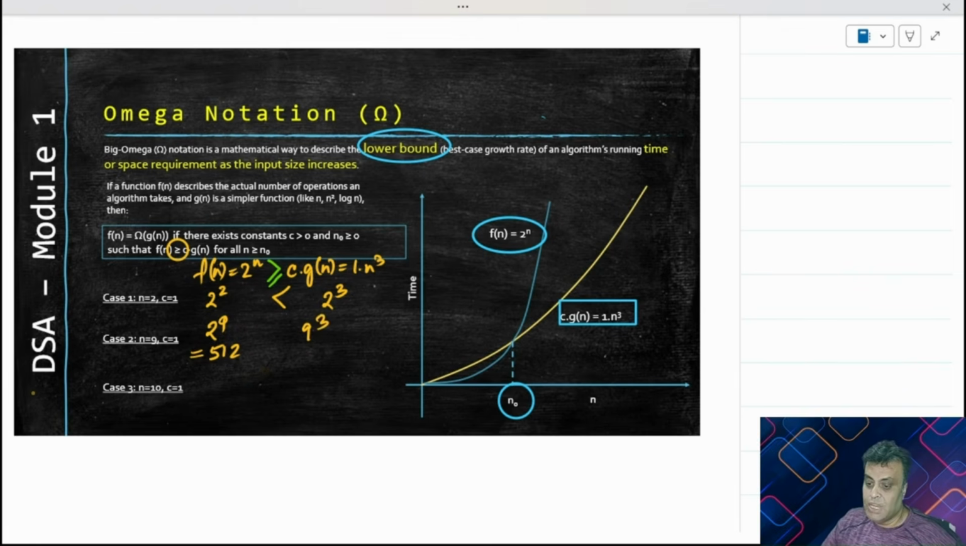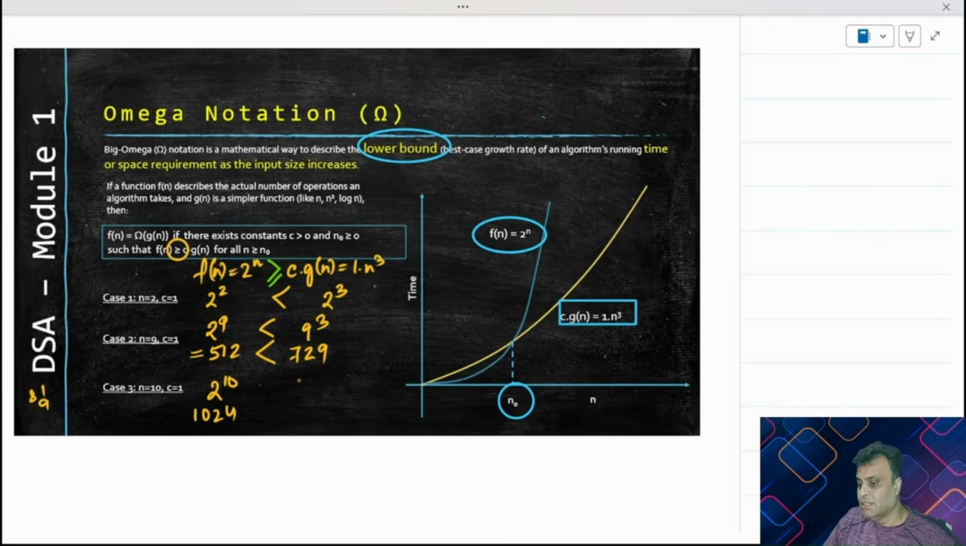So 9 cube is 81 multiplied by 9, which is probably 729. Somewhere around that is what will come. So this is still less. Now let us take n equal to 10. So 2 to the power 10. 2 to the power 10 is what? 1024.